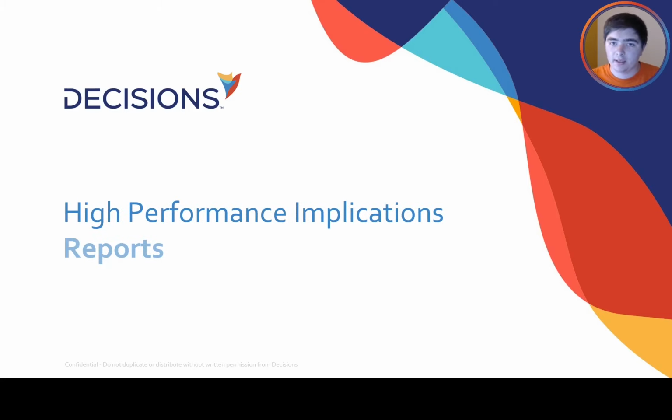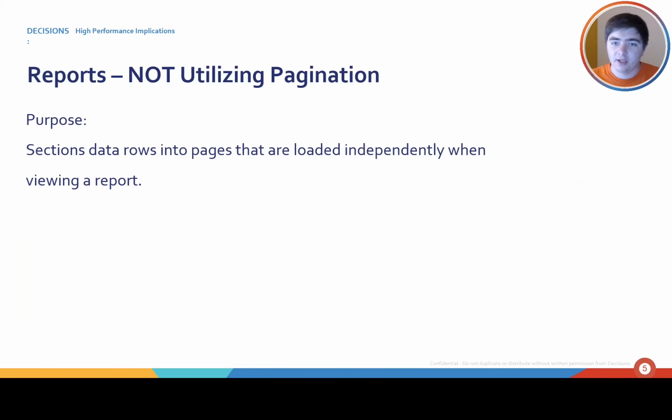Today we are going to be discussing high performance implications regarding a particular area of the report designer. That area is pagination, or more specifically, not utilizing pagination. Pagination sections data rows into pages that are loaded independently when viewing a report. So, sounds like a pretty good thing. What's the issue here? Well, the issue can occur when results are not paginated.